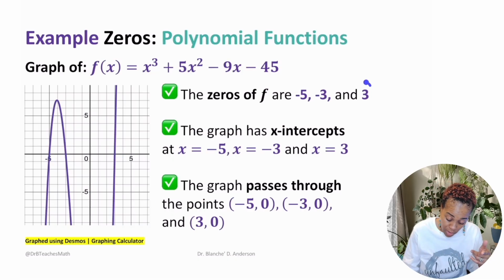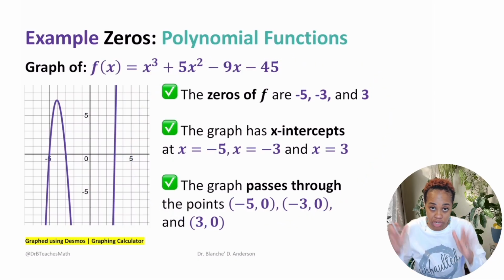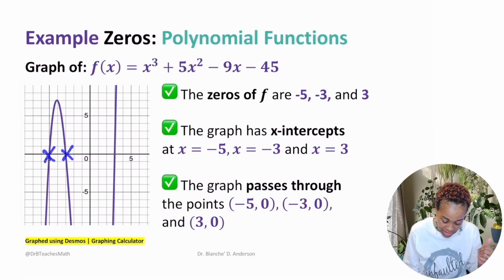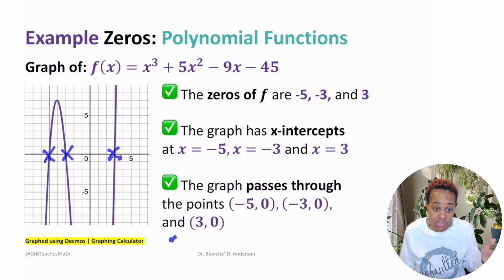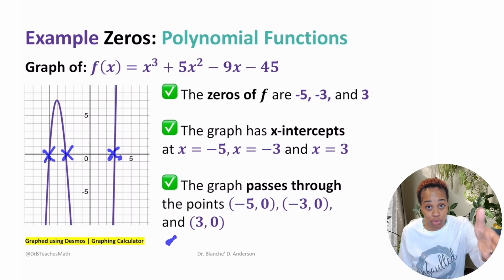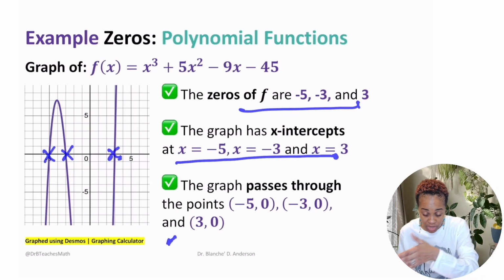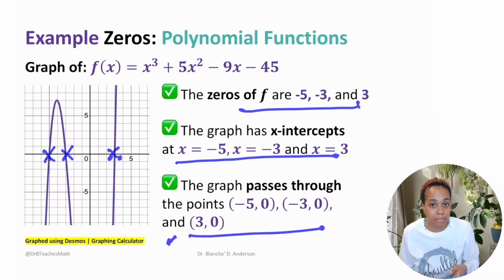Good. So remember, all three of these represent the same thing. I'm saying them three different ways so that you can get in your mind they're the same thing. So my zeros are at x equals negative 5, x equals negative 3, and x equals 3. My x-intercepts are at x equals negative 5, x equals negative 3, x equals 3. The graph passes through the points (-5, 0), (-3, 0), and (3, 0). Y'all see, it's the same thing, just different ways to say it. If they say list your zeros, you list them. If they say write them as equations, you write them as x equals whatever. If they say write them as ordered pairs, you write them as ordered pairs.